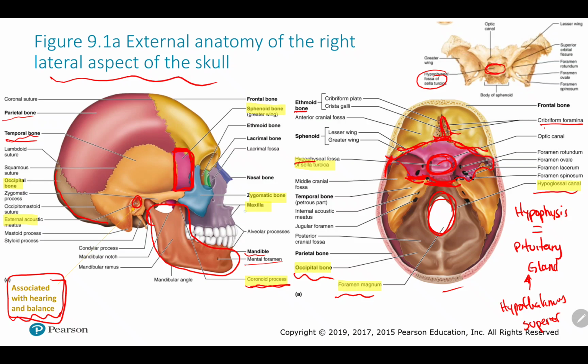Your upper jaw, which is going to be the maxilla, is going to have those large paranasal sinuses. Then you have your cheekbone, which is going to be your zygomatic bone. You also have your nasal bone right there. Don't forget about those lacrimal bones, those small bones in the face.